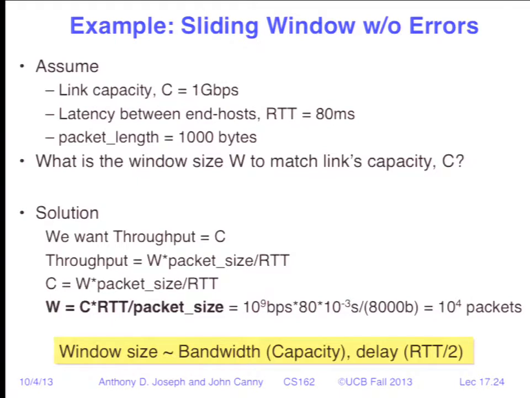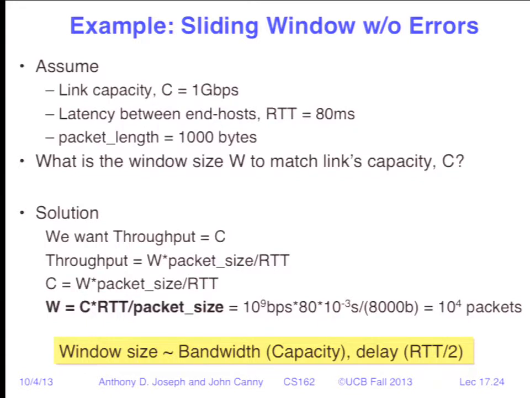Okay, so roughly, when you're trying to figure out what the window size is supposed to be, it's going to be proportional to the bandwidth of the link, or the capacity, times the delay. This is called the bandwidth delay product, because you multiply the bandwidth by the delay, and that'll give you what you want to set your window size to.